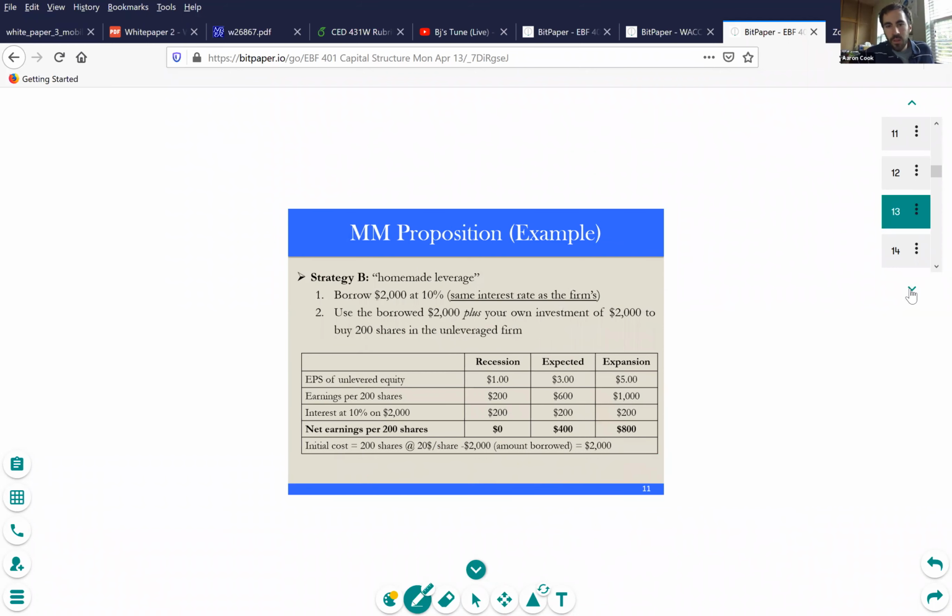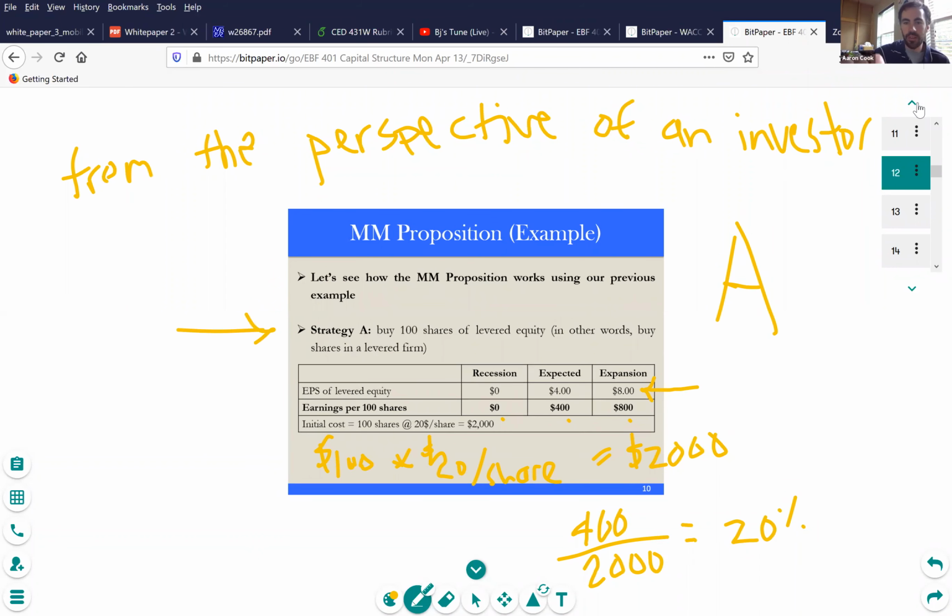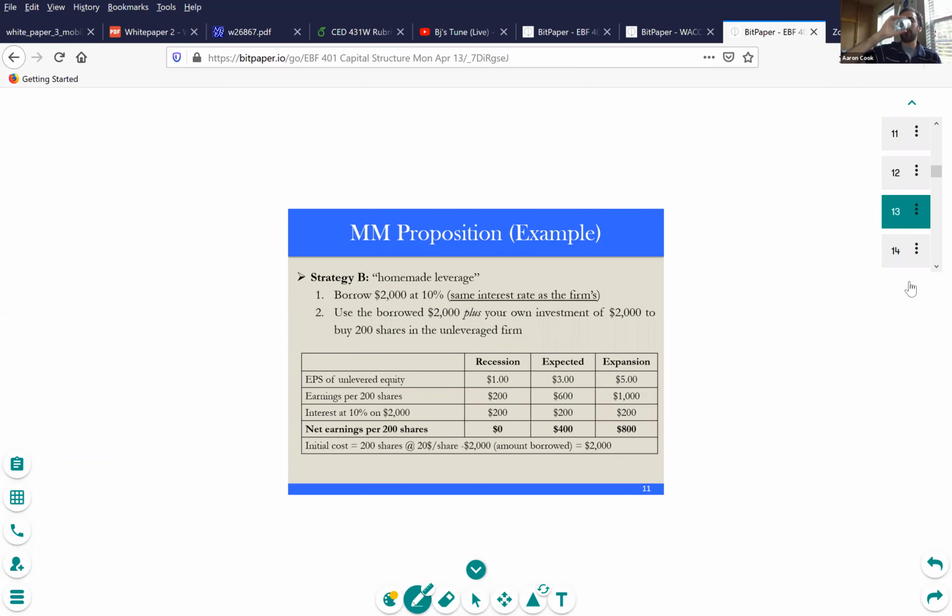Okay. Strategy B. Let's think about an investor who maybe doesn't have access to this levered firm. This strategy A involves investing in a levered firm. Well, let's say that there's an identical firm. There's two firms that are both identical. One of them is leveraged. One of them is not leveraged. Let's consider what an investor could do just by investing in the unlevered firm.